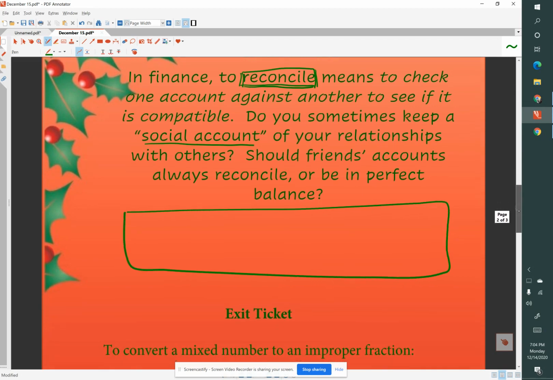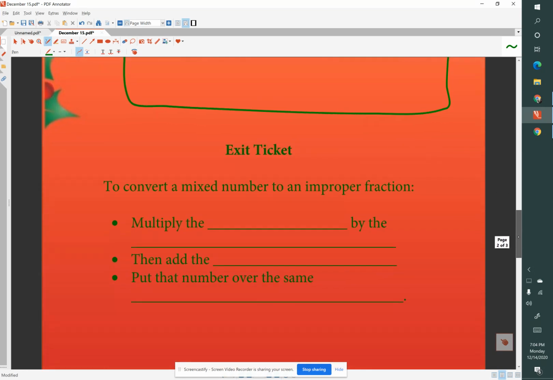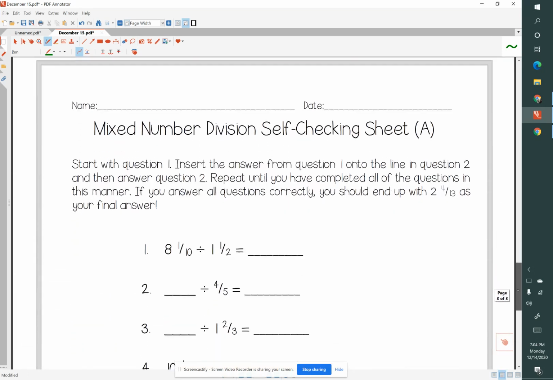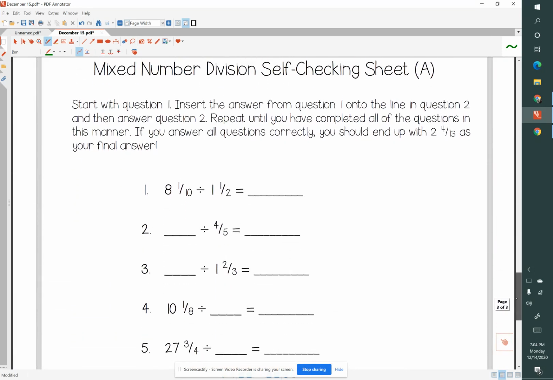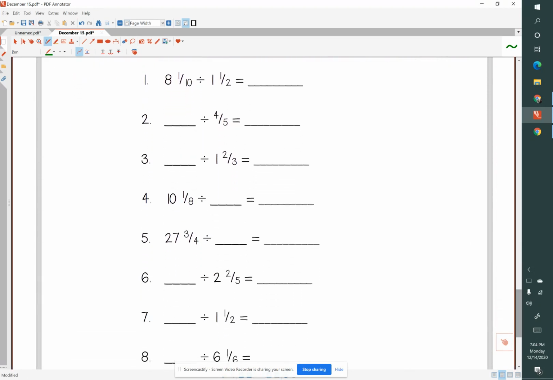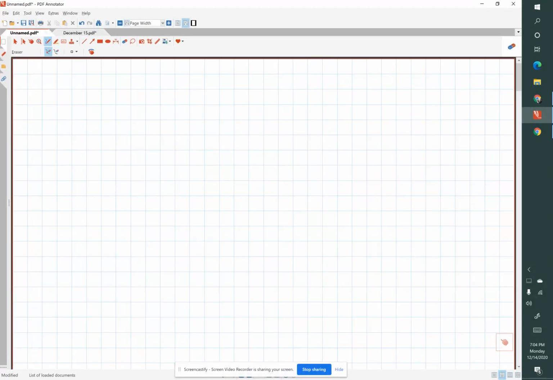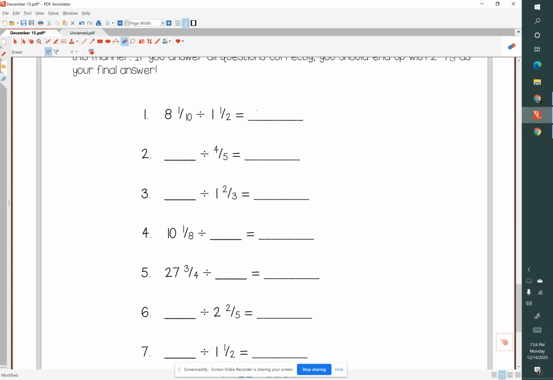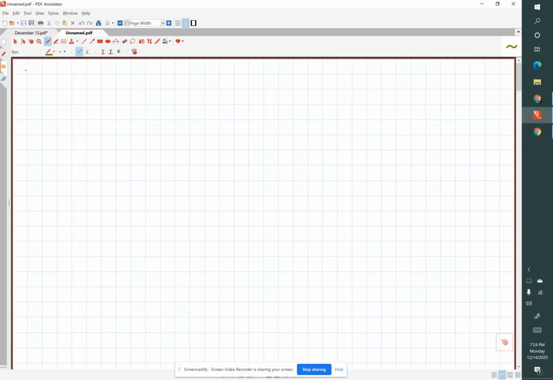Remember, our do now and our exit are done in tools. We'll get back to our exit ticket later. Meanwhile, let's start with our mixed number division self-checking. We're going to be using a lot of scrap paper today because we have to convert these mixed numbers to improper fractions. So starting with number one. Okay, so let's get started with our problems. I'm going to do them on scrap paper. Number one.